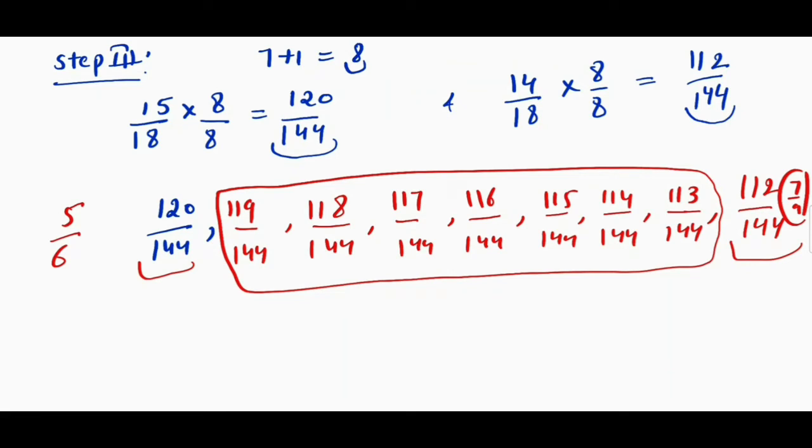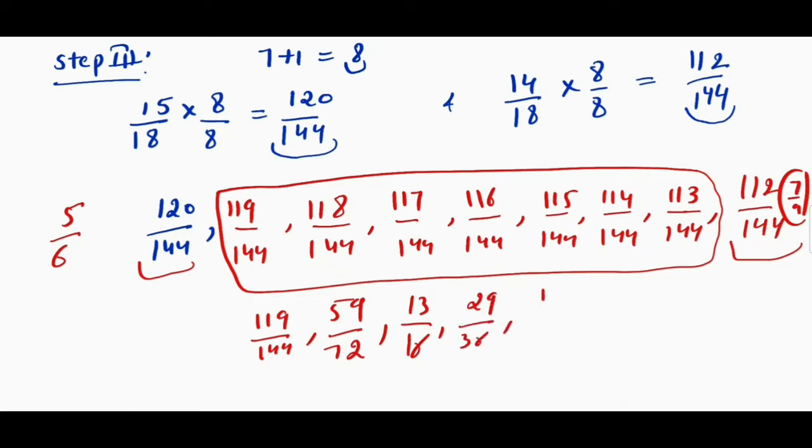And if you want to simplify these numbers, you can simplify these numbers also. So first number will remain same, 119 divided by 144. Second will become 59 divided by 72, and third will become 13 divided by 16. Next will become 29 divided by 36. Next this will remain same, 115 divided by 144, and 19 divided by 24, and last will be same.